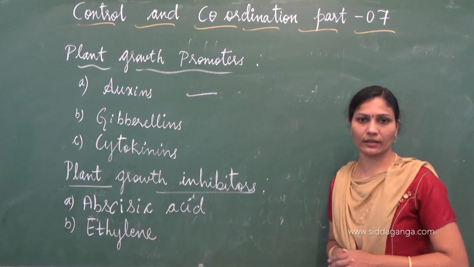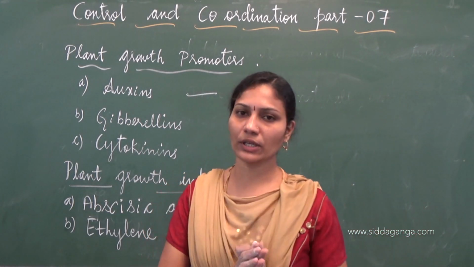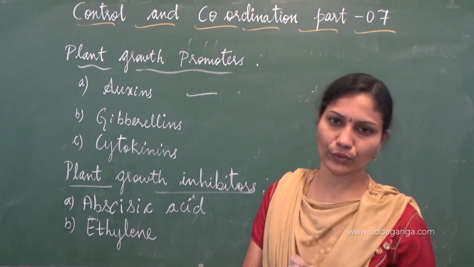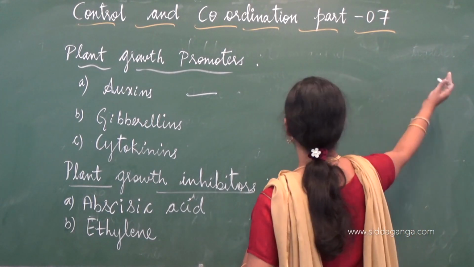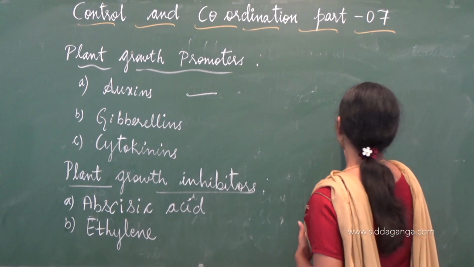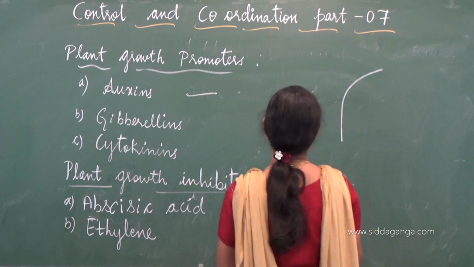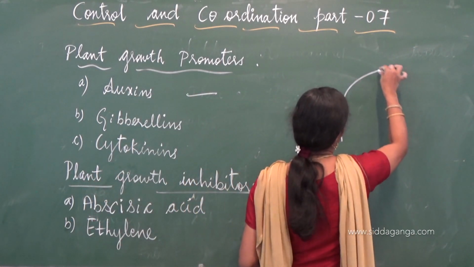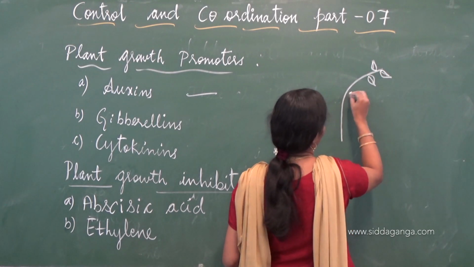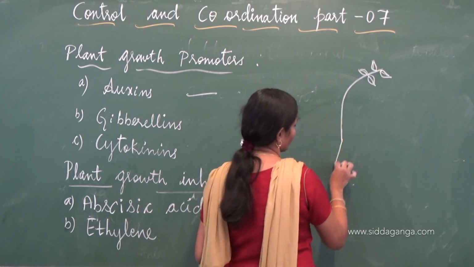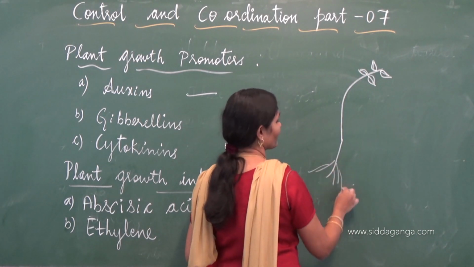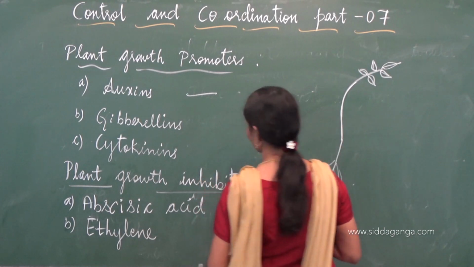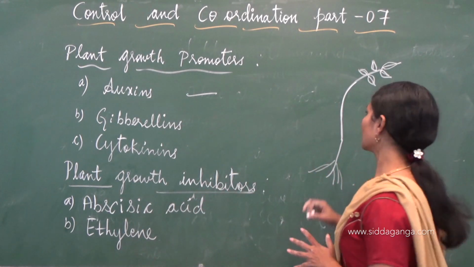Let's understand the role of auxin. If you can remember, in the last class we discussed tropism, phototropism. While discussing phototropism, we understood that when sunlight fell from one side of the plant, the shoot of the plant bent towards the sunlight. The root bent away from the light. So we said this is something related to phototropism. That is true, but there is another reason for this bend to happen.